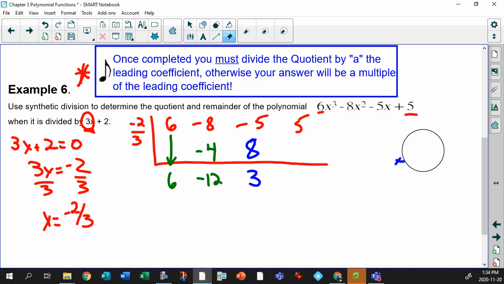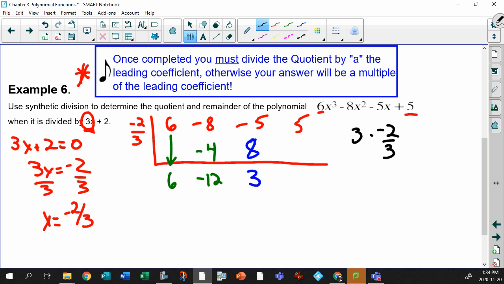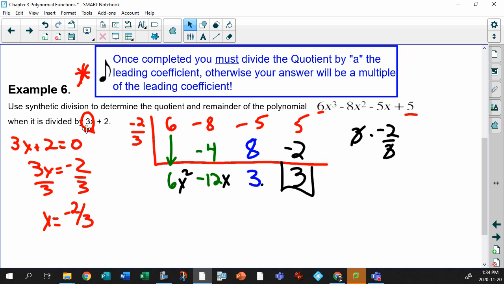That'll now be 3 times minus 2/3. There it is. Cancel those guys out. Guess what you get? You got minus 2. 5 plus a minus 2 works out to be 3. There's your remainder. There's your ones position, your x position, x squared position. Everything's fine, right? Wrong. It's not fine.